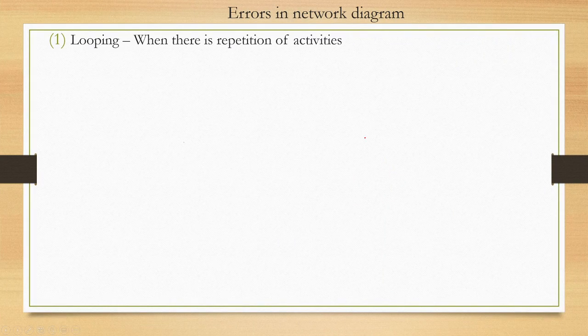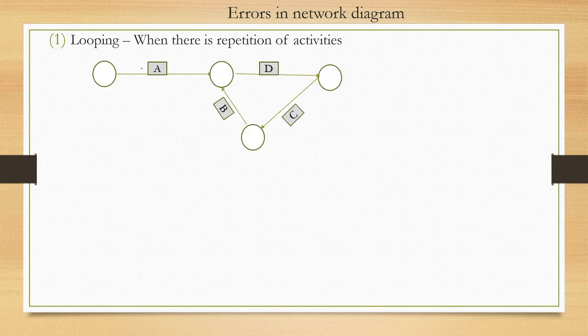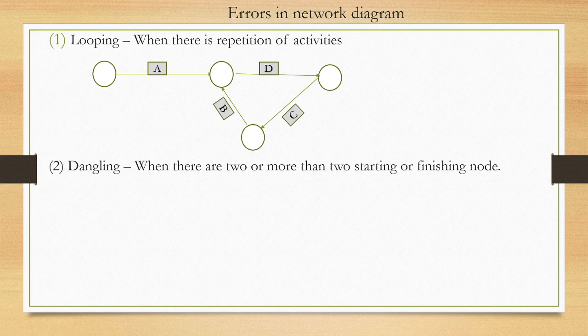Now every network diagram may have some errors. First is looping. What is the meaning of looping? When there is repetition of activities. So A has been completed, after that D is completed, then C, then B. Again, this is moving from left to right, right? So again D is repeating, C is repeating, B is repeating. So this is an error in a network diagram.